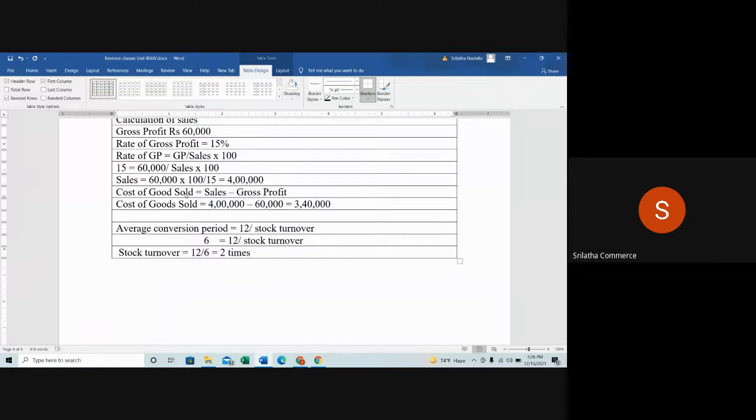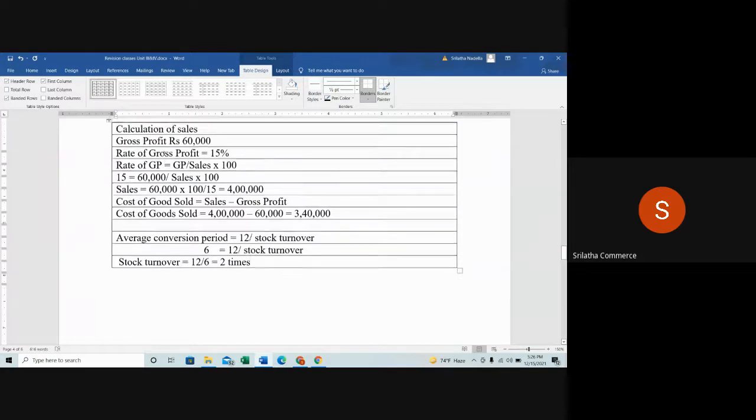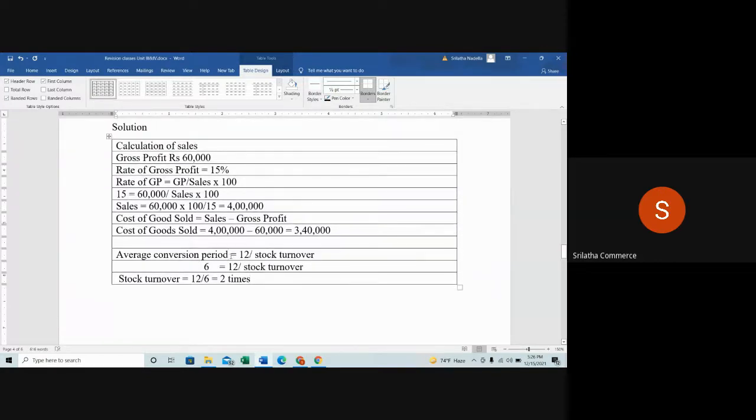Anyone having any doubt? Is it clear for you all? Ma'am, explain once again. Now, this conversion period, did you follow? Yes, ma'am. What do you mean by conversion period? It means that for this particular stock, within how many days you are able to convert stock into finished goods. That is nothing but your conversion period.